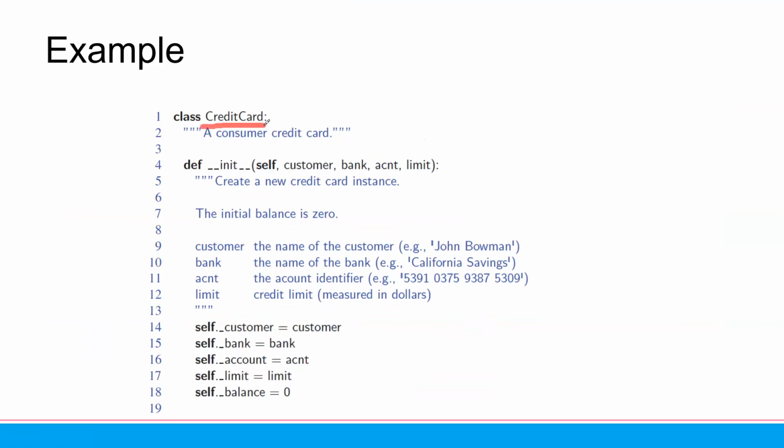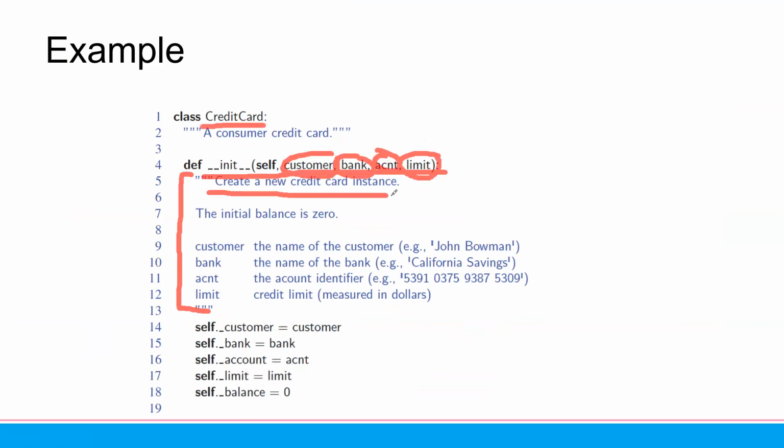We have class CreditCard. We have the constructor, with four variables. There's a definition or description here. We can create a new credit card instance. The initial balance is 0. And we have the customer, bank, account, and limit.